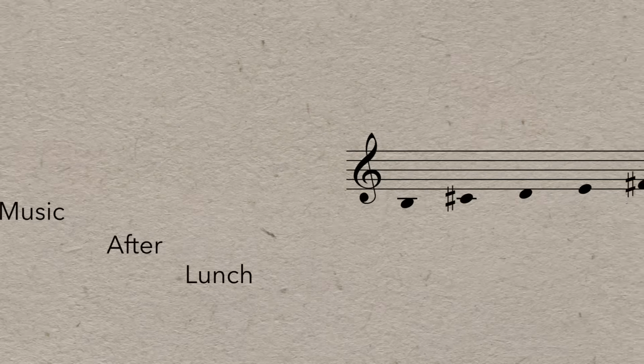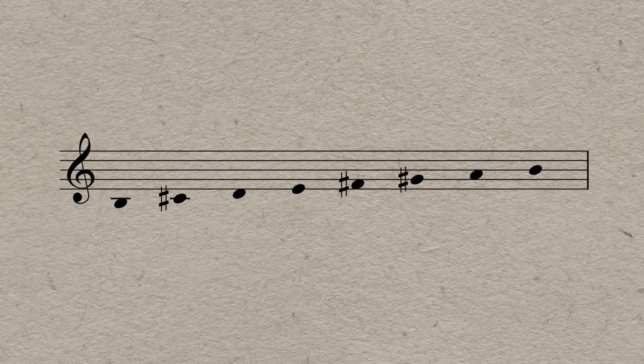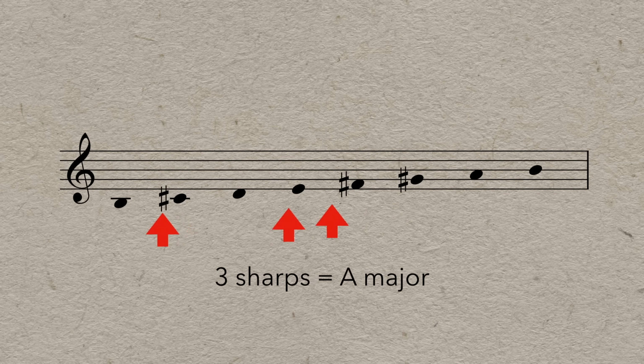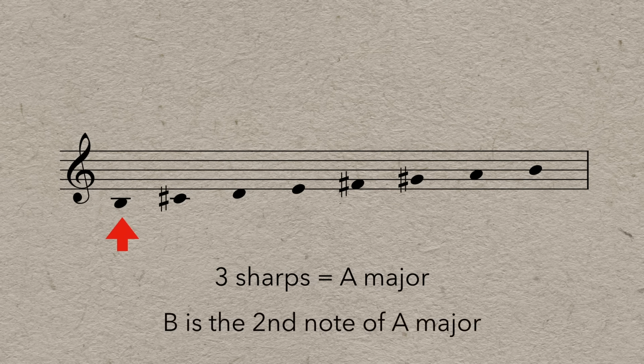To identify a mode, just count the sharps or flats so you can figure out what the original major key is. Then figure out what note of the major scale the mode starts on. This scale has 3 sharps in it. 3 sharps indicates that the key is A major, and B is the second note of A major. The second mode of a major scale is Dorian, so this is B Dorian.